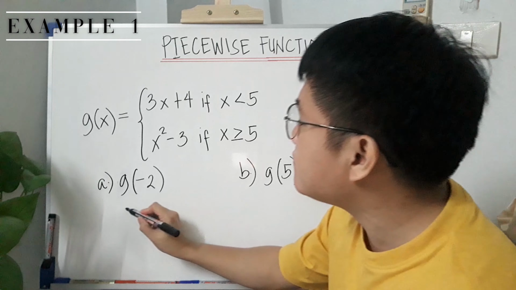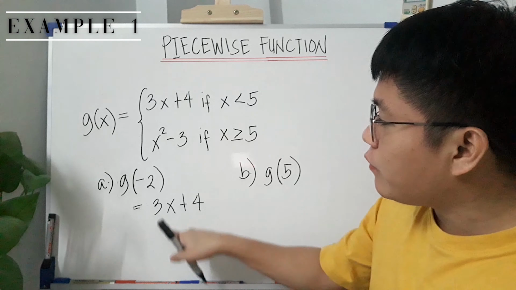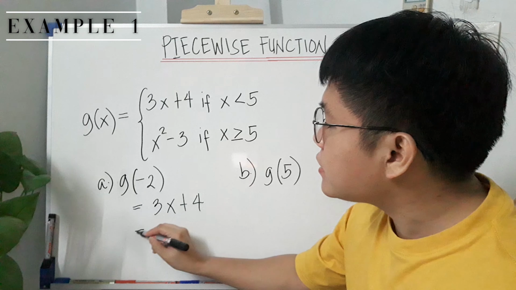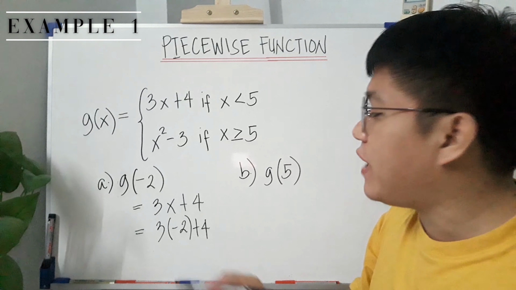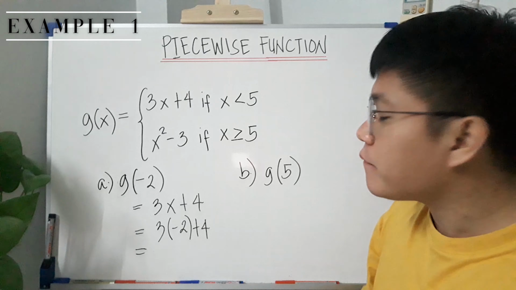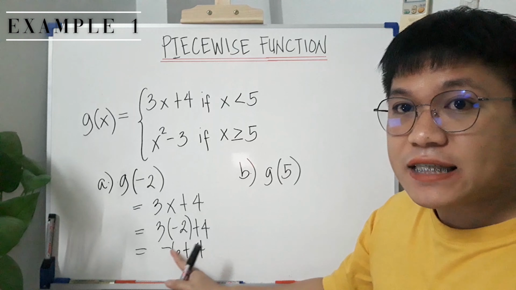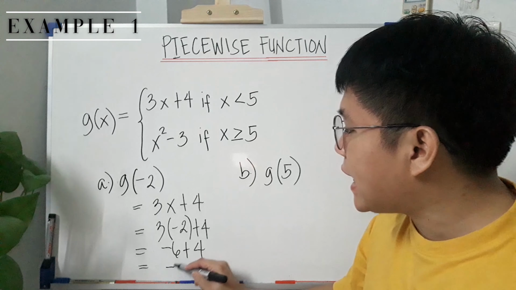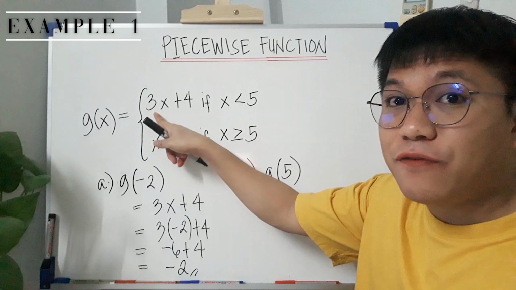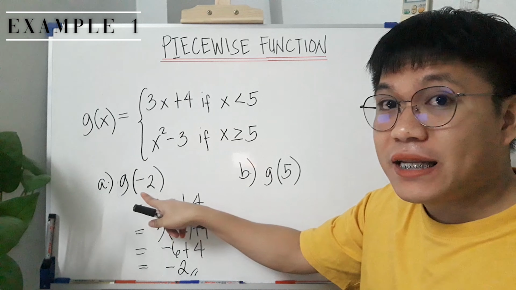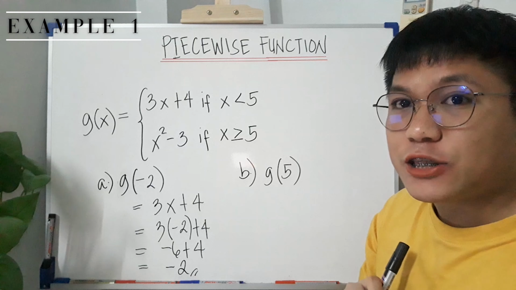So we are going to have g of x equals 3x plus 4. And then we will substitute x with negative 2. So that will be 3 times negative 2 plus 4. Then simplify, which is equal to negative 6 plus 4, which is equal to negative 2. Therefore, our function g of x, defined by the formula 3x plus 4 with x equal to negative 2, is equal to negative 2.